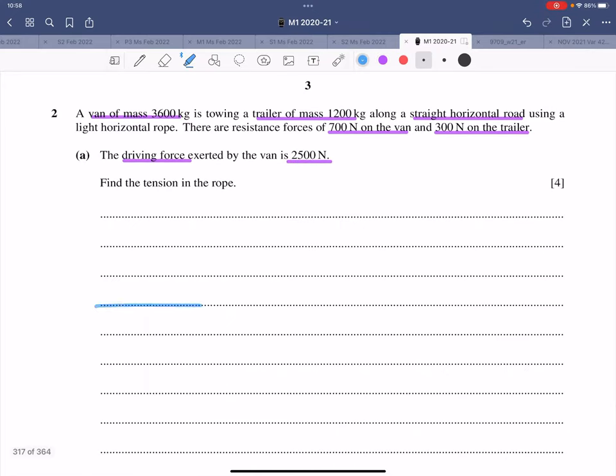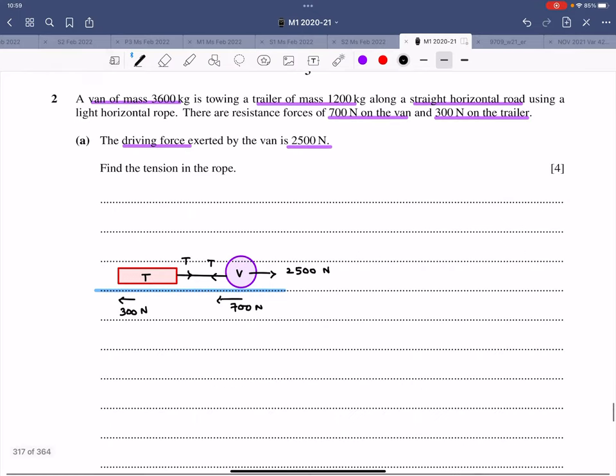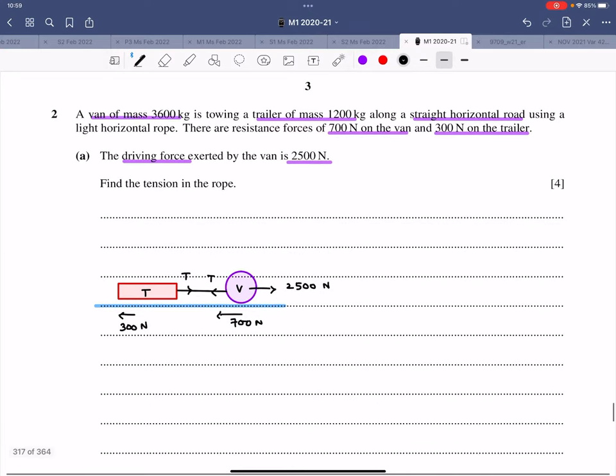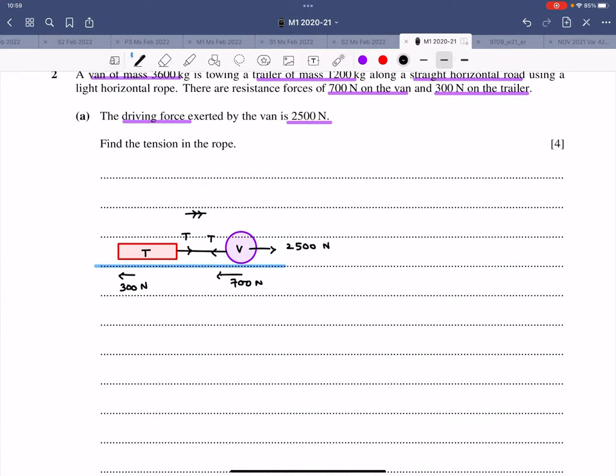Just draw a simple diagram. So now this thing is your van like this. So let me draw it. That's your van. And this one is your trailer. And there is a tow bar connecting these two. So let's start labeling. The forward force is 2500. Tension is over here. Tension is over here. This is van. This is trailer. Resistive forces are 700 Newton. 2500 Newton was the forward force. And this is 300 Newton. And it's moving. And since they are not saying it's moving at constant speed, therefore there should be acceleration.